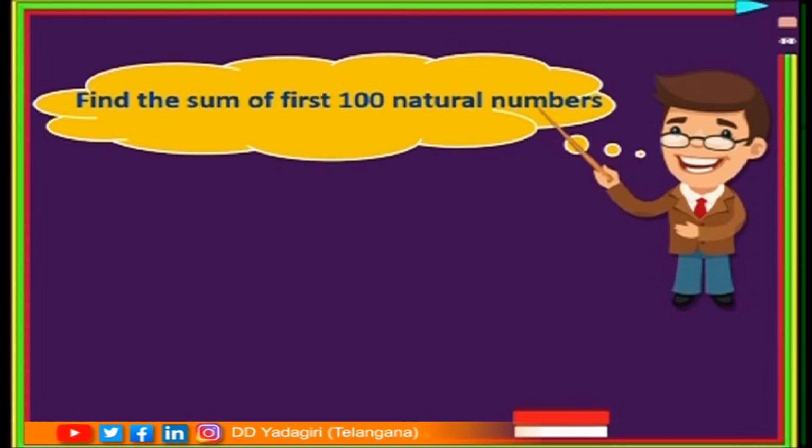So in this session we are going to learn the sum of n terms of given AP, and also we will solve some related problems on that formula, and also we will learn about geometric progression and nth term of geometric progression. First question, that is find the sum of first 100 natural numbers.